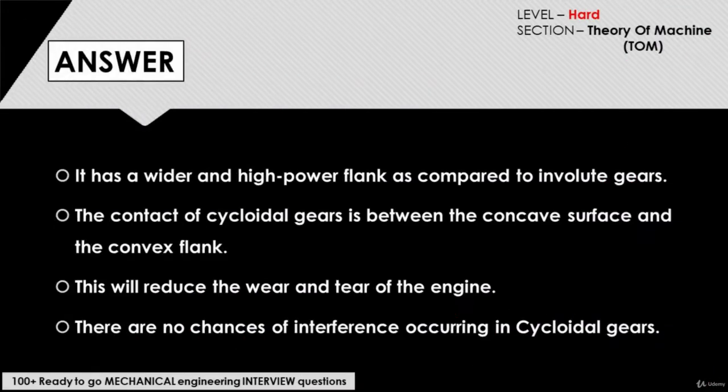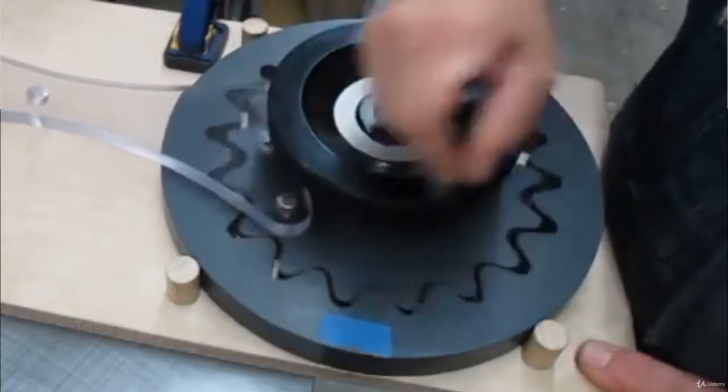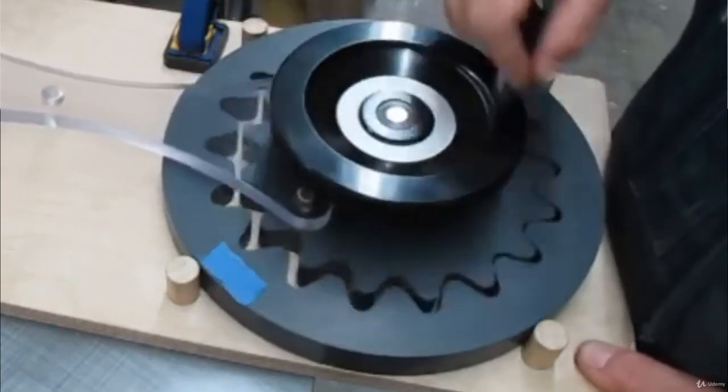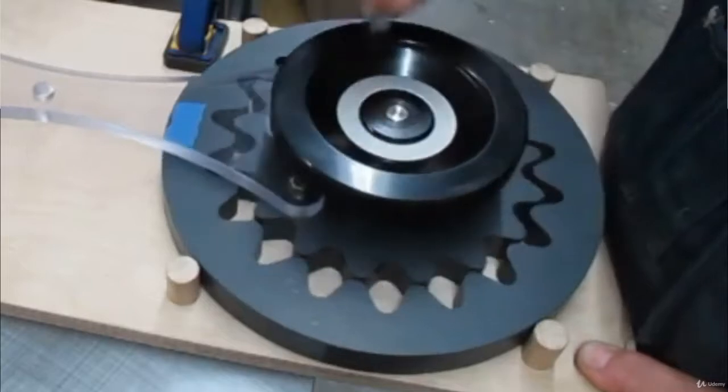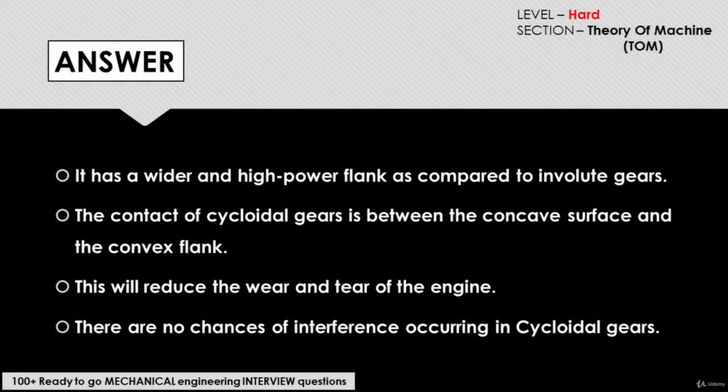The answer to this question would be it has a wider and high power flank as compared to involute gears. The contact of cycloidal gears is between the concave surface and the convex flank. This reduces the wear and tear of the engine, and there are no chances of interference occurring in cycloidal gears.